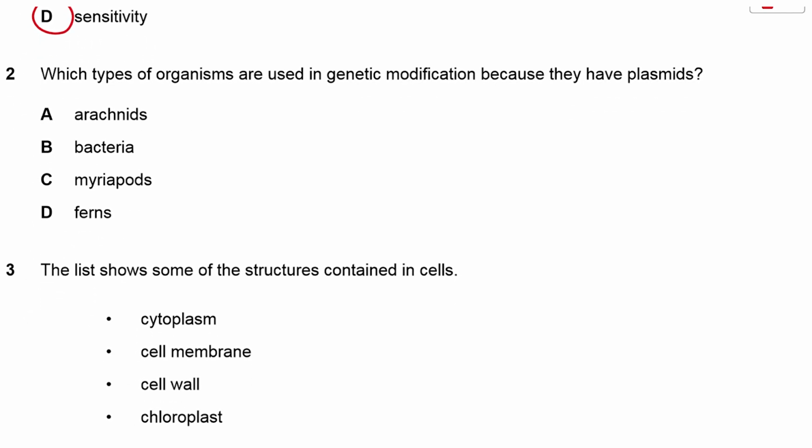Number 2 says, which type of organisms are used in genetic modification because they have plasmids? Alright, so the organisms that usually have plasmids are bacteria. So we'll go to our choices here and select bacteria.